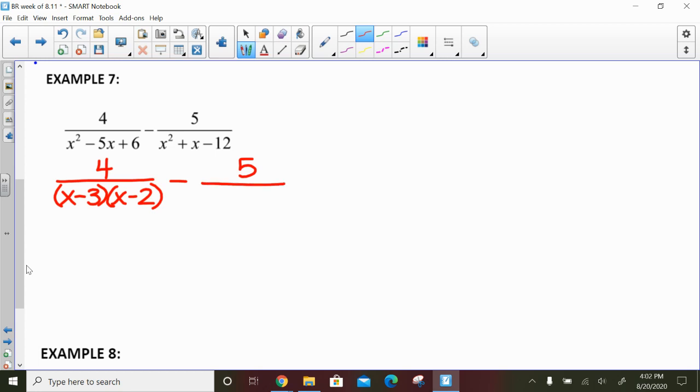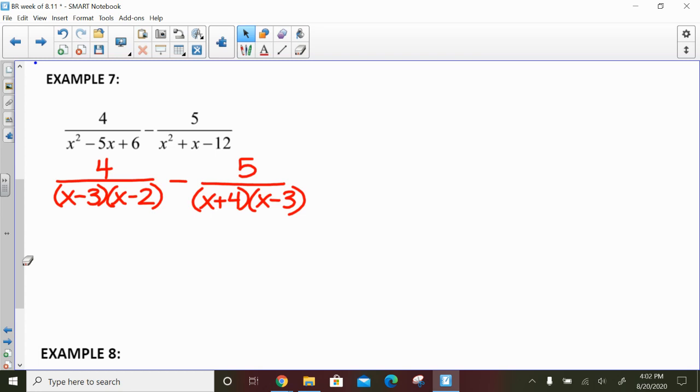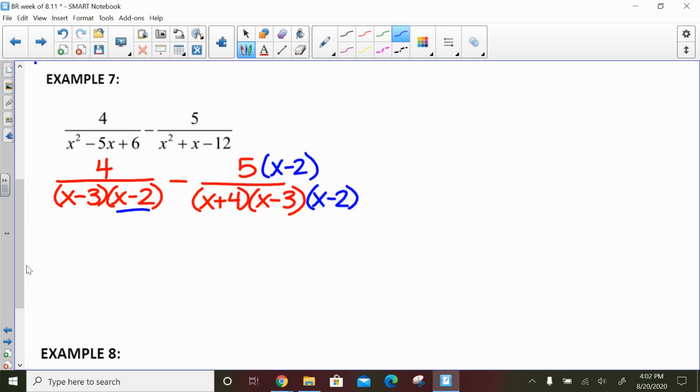Factors of 12 that subtract to give me 1 would be x plus 4 and x minus 3. Okay, so when you look at it, you have an x minus 3 already on both sides, but you're missing an x minus 2 over here on the right. So I'm going to multiply by that x minus 2 on the top and the bottom. Okay, and I'm missing this x plus 4 on the left. So I'm going to multiply by this x plus 4 on the top and the bottom.